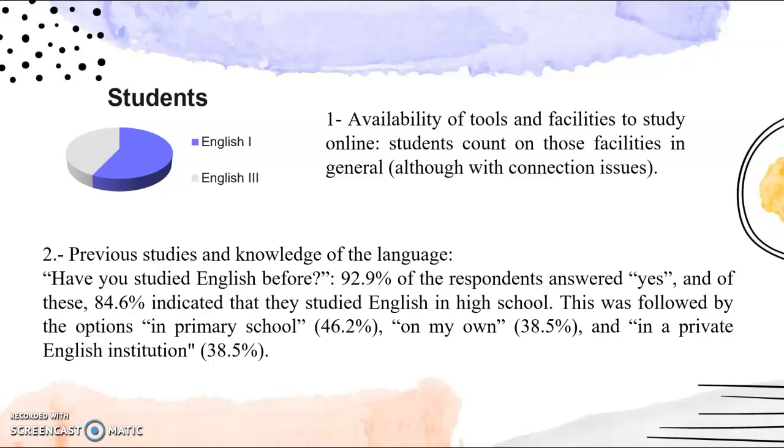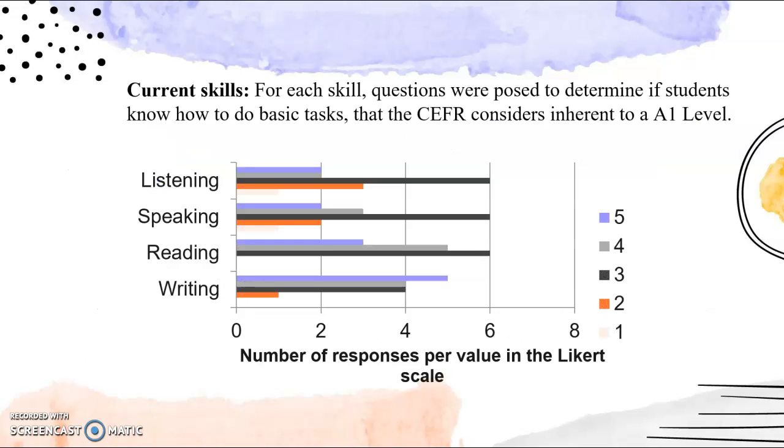About previous studies and knowledge of the language, to the question, have you studied English before? Almost 93% of the respondents answered yes, and of these, 84.6% indicated that they studied English in high school. This was followed by the options in primary school, on my own, and in a private English institution.